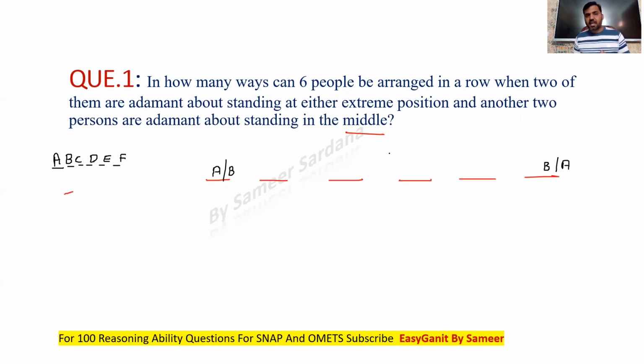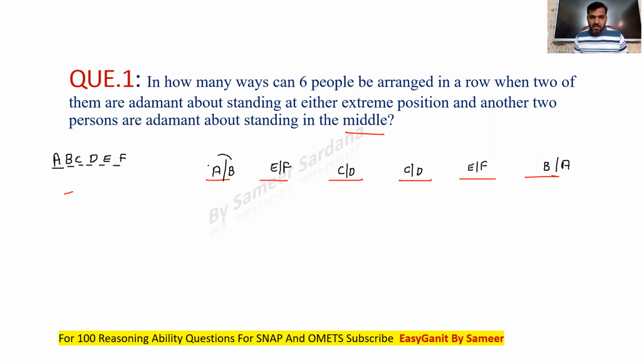And then 2 people are adamant about standing in the middle. So let's say C and D are the 2 people which want to sit in the 2 middle chairs. So now I'm automatically left with 2 persons, E and F. So there are only 2 possibilities for E and F, right? For these 2 chairs, right?